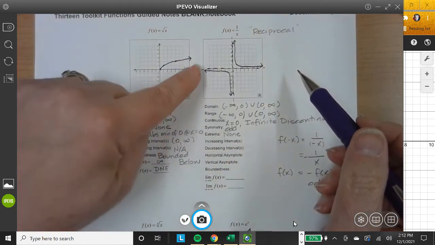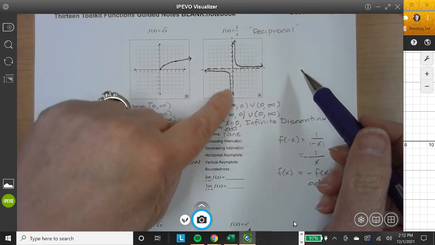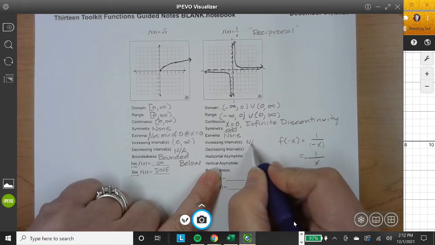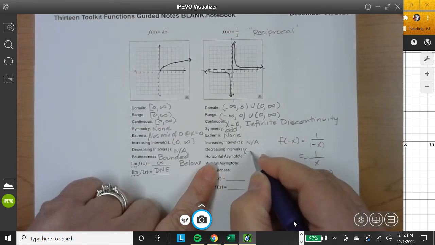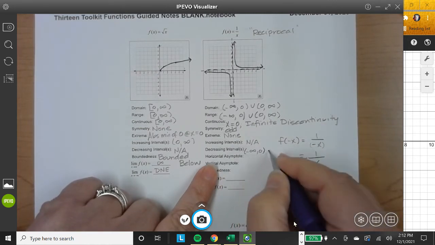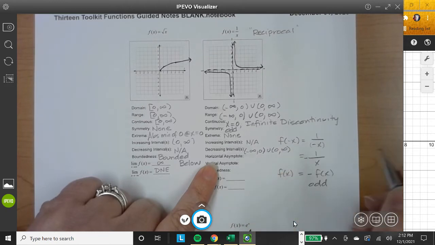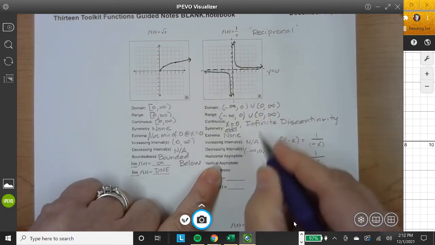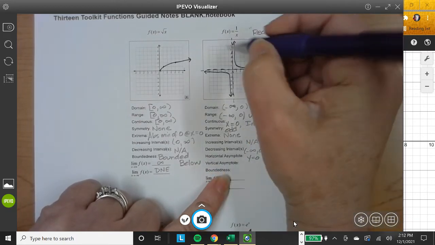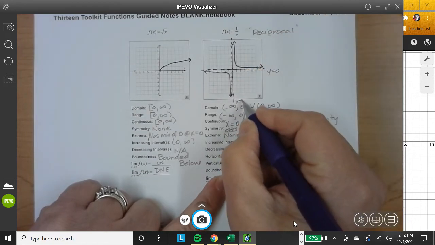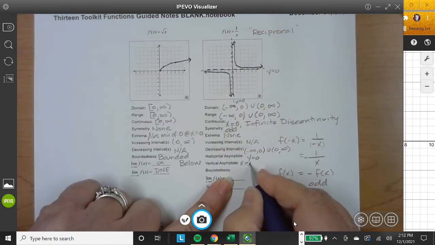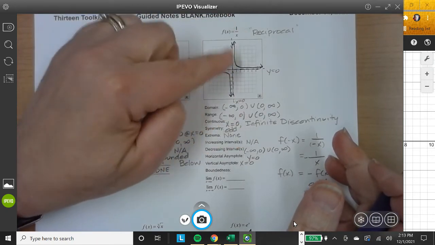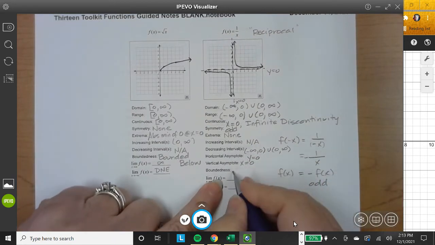Increasing intervals. So let's put our finger on the function. What's happening? Well, it's going down, going down. So it's always decreasing. So there are no increasing intervals. And the decreasing intervals are negative infinity to 0, exclusive, in union with 0 to infinity. Does it have a horizontal asymptote? It surely does at y equals 0. It has a vertical asymptote at x equals 0. Are the y values bounded? No, because it goes to infinity up here and negative infinity down here, so it's not bounded.